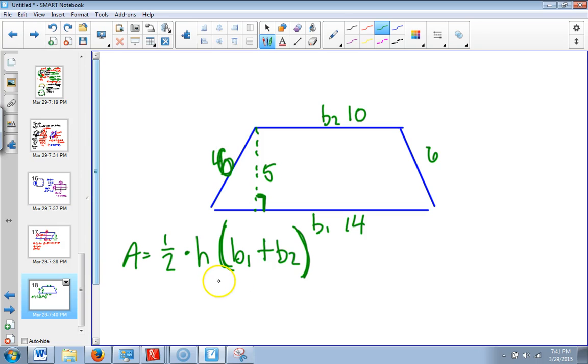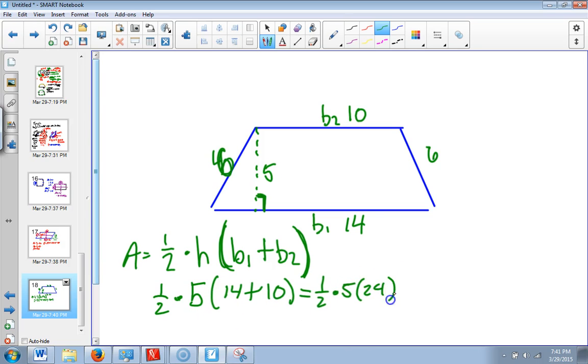So the area would be 1/2 times the height, which is 5, not 6, it's 5, times base 1, so 14, plus base 2, which is 10. Which gives us 1/2 times 5 times 14 plus 10 is 24. So that's 1/2 times 120, which equals 60. So there's our area.